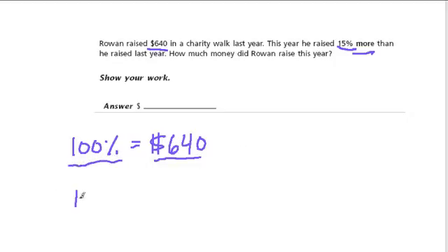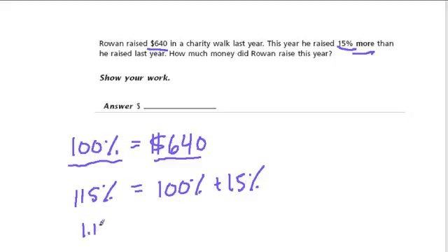This year, he raised 115% of that amount because it was 15% more than last year, which means 15% of that amount plus the original amount, or 115%. That equals the original amount plus 15% more of that amount. So really, we want to find 115% of 640, and that's 1.15.